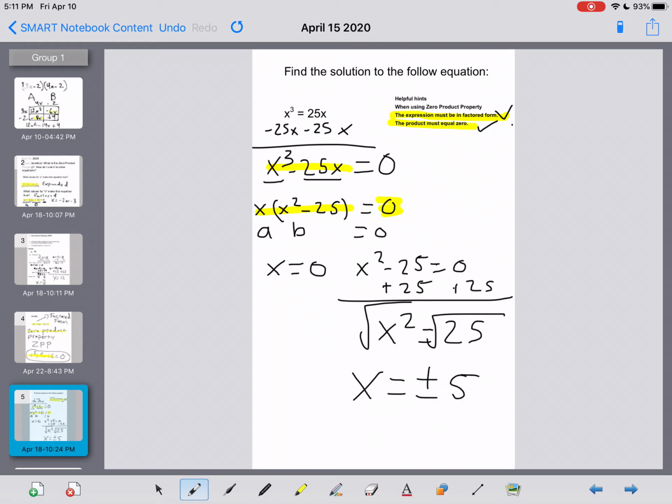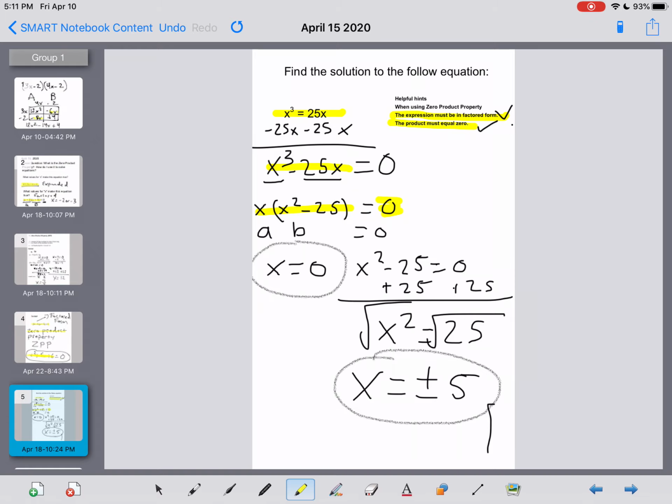So our whole solution is this. X could equal 0, or x could equal plus or minus 5. There's actually 3 solutions here. And if we plug them into the original equation, let's go way back up here. If I plugged in 0, it would work. If I plugged in 5, it would work. If I plug in negative 5, it would work. Okay, so remember, with equations, you know if it's correct if you plug it in and it makes it true.